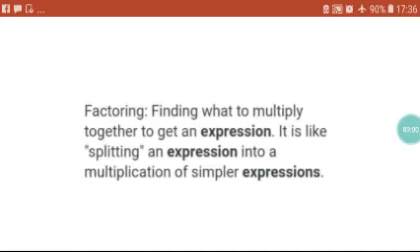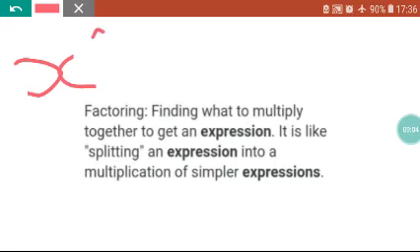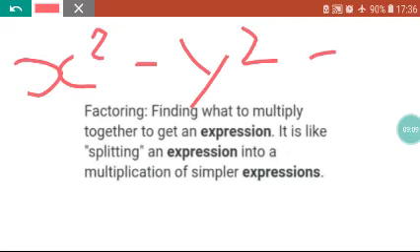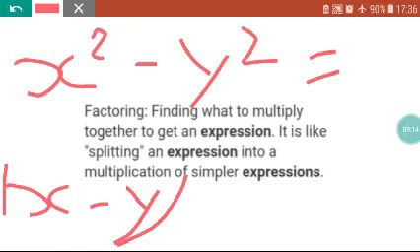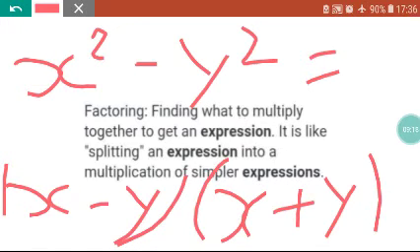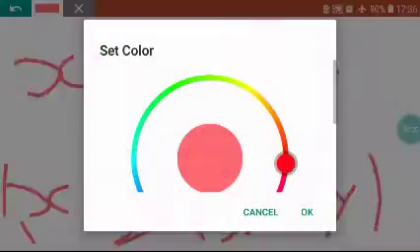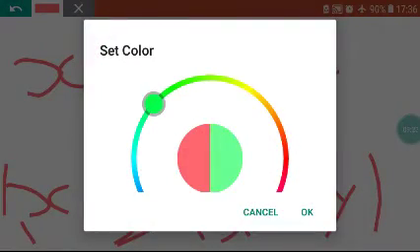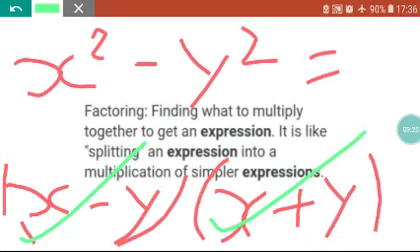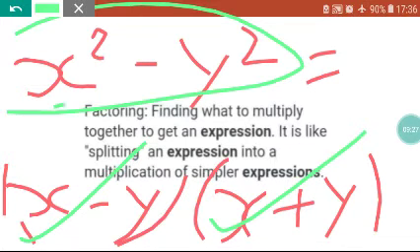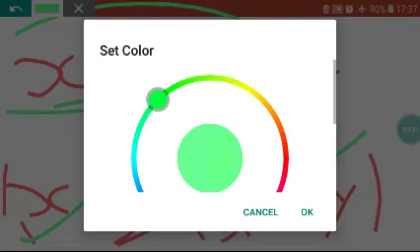Likewise, for an algebraic expression, suppose I have written x square minus y square, that is equal to x minus y into x plus y. So these two, x minus y and x plus y, are the factors of this algebraic expression. So this is called factorization. Understood?